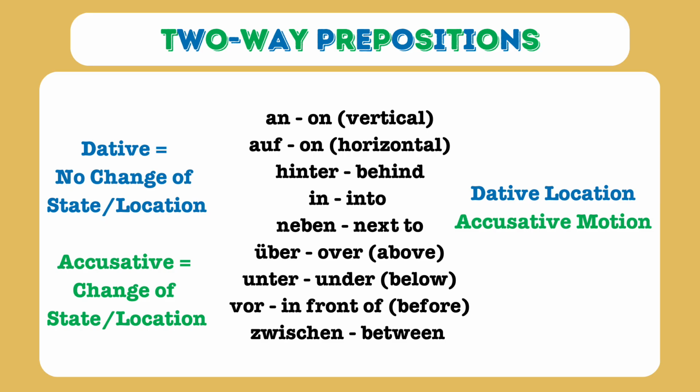The bottom line for all of these is this: is the prepositional phrase describing a change in location? If it's changing location, then it is accusative. If it is not changing location, it is dative. Some people like to just shorten this down to say dative location, accusative motion. That's a little bit simplistic because it has to be a change of location. It can't just be that it's moving. So for instance, you can be walking but still use the dative case for these prepositions, which I'll show you here in a few examples.